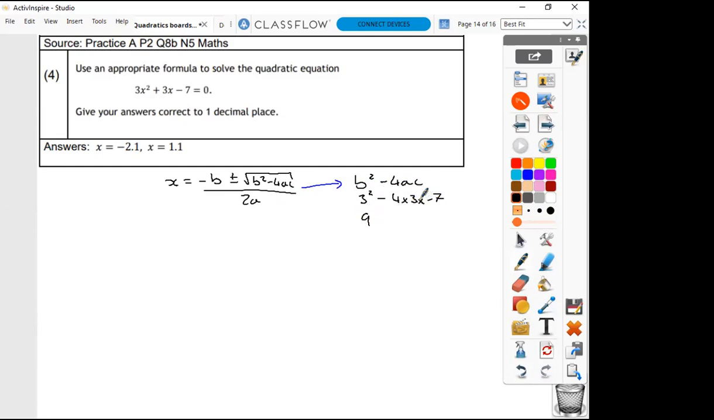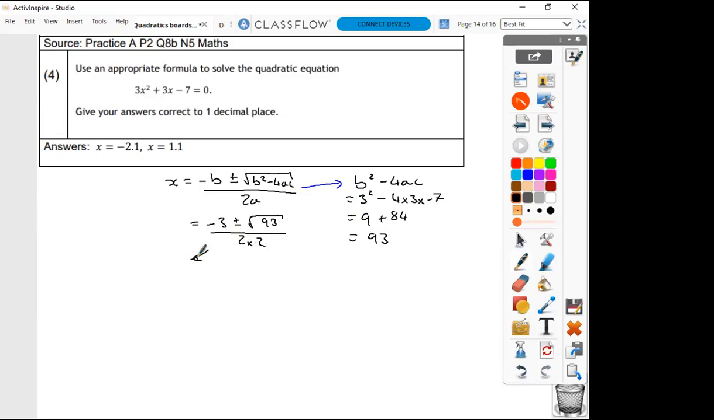9 plus a big number, so 12 times 7 is 84. So we've got 9 plus 84, which is equal to 93. Substitute that in instead of trying to write that out. So negative b, negative 3 plus or minus root of 93 all over 2 times 3.